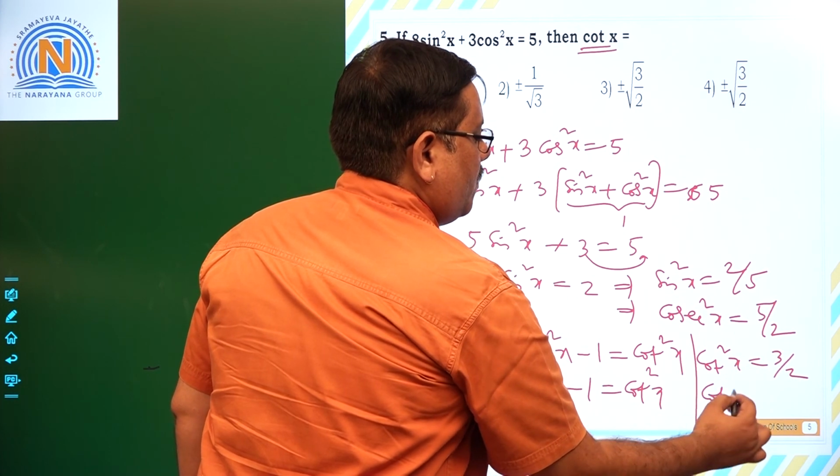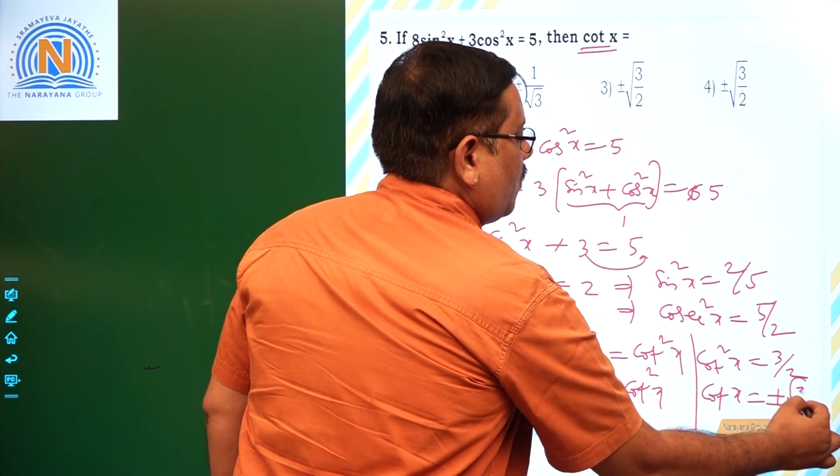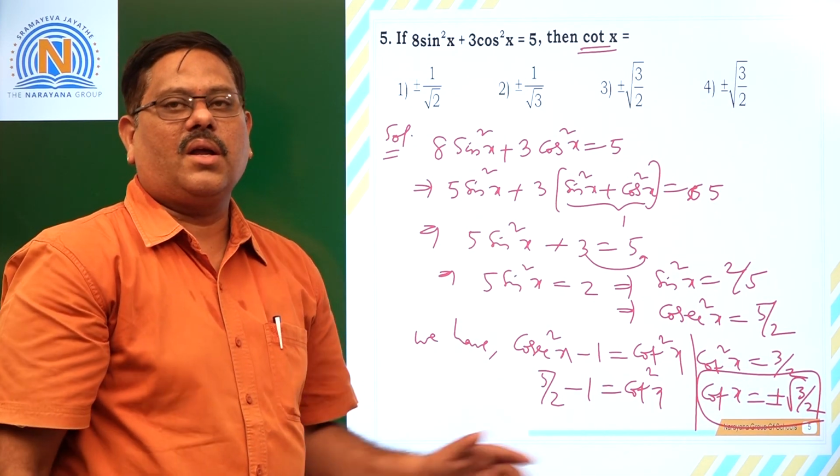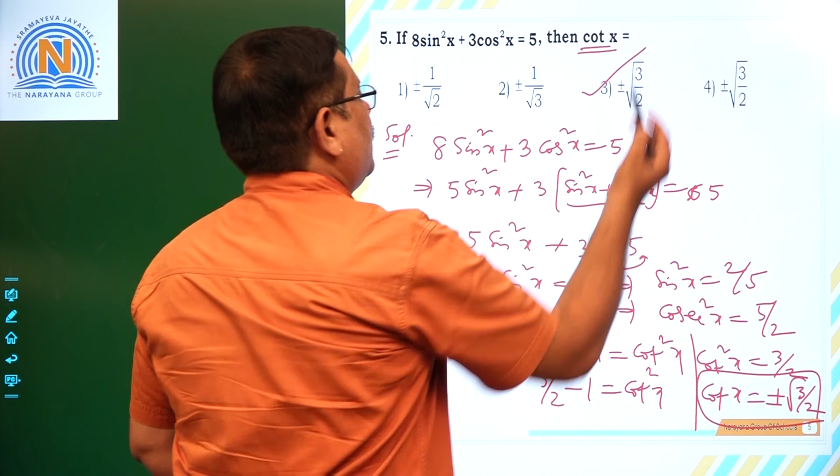Now what is cot x? Plus or minus under root of 3 by 2. The value of cot x is plus or minus under root of 3 by 2. Nothing but the third option here, right?